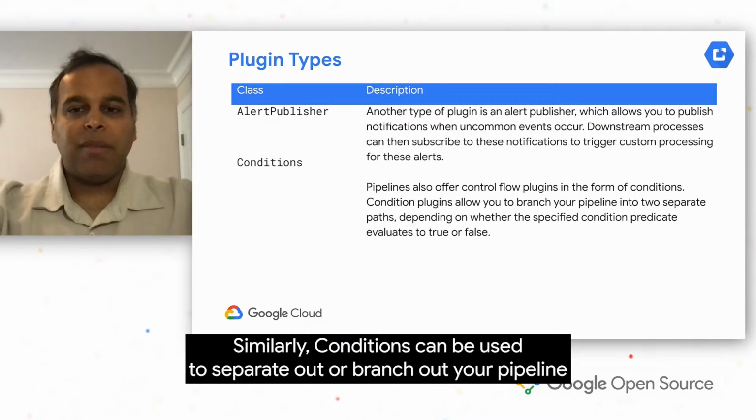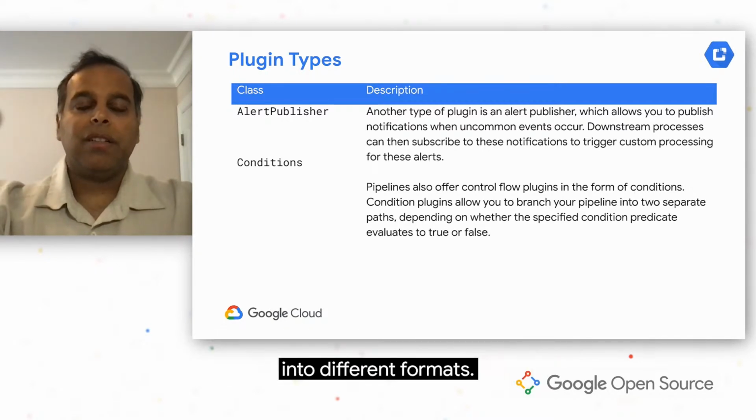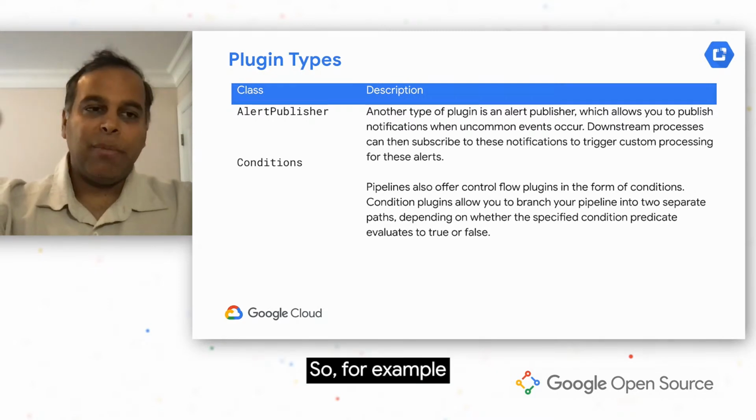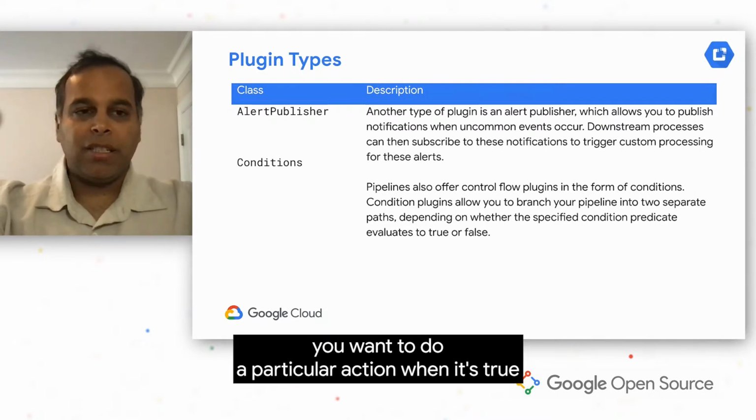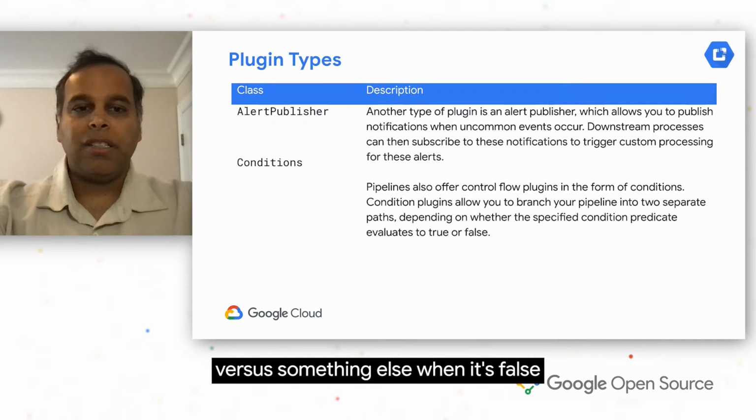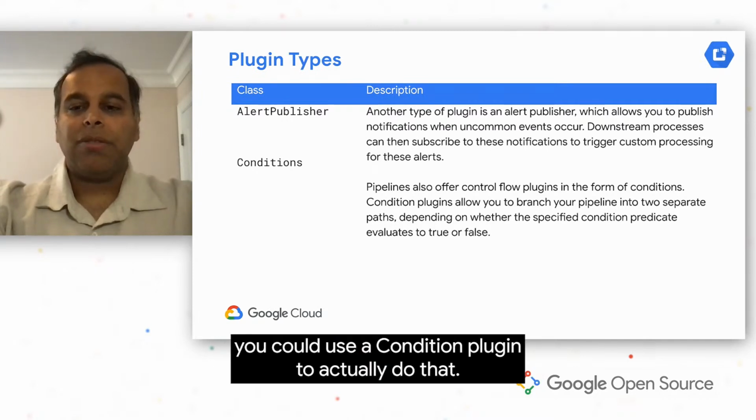Similarly, conditions can be used to separate out or branch out your particular pipeline into different formats. So, for example, you want to do a particular action when it's true versus something else when it's false. You could use a condition plugin to actually do that.